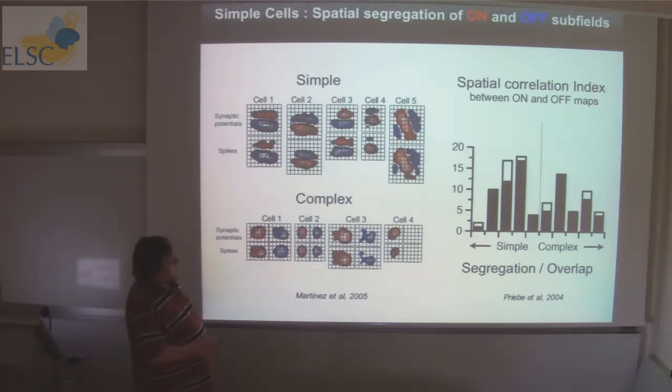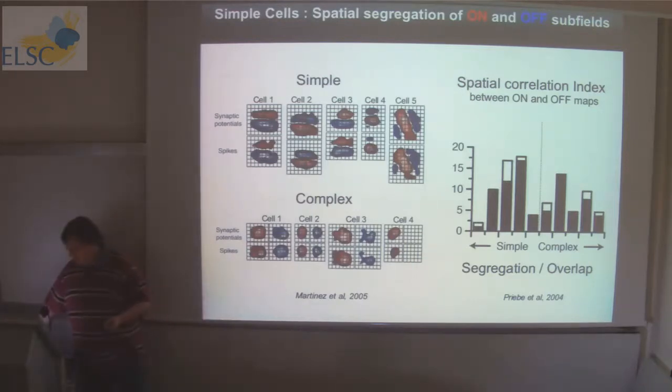Same for complex cell, and if now you plot the segregation or spatial correlation coefficient, saying whether the cell is simple, so spatially segregated on and off regions, or complex, overlapping regions, they found of a large number of cells the tendency to have two populations, so which means that there is a dichotomy. Some cells are simple, other cells are complex.